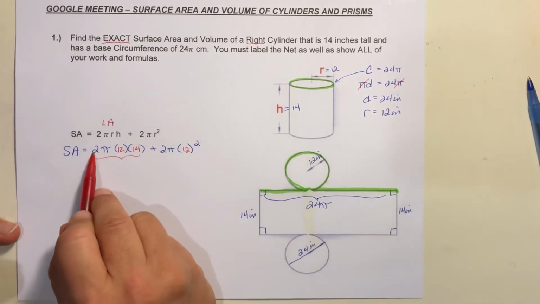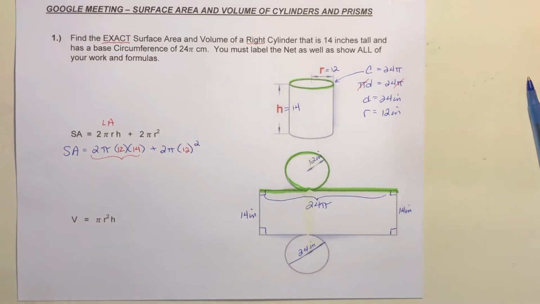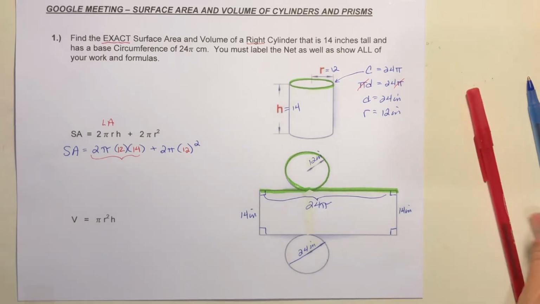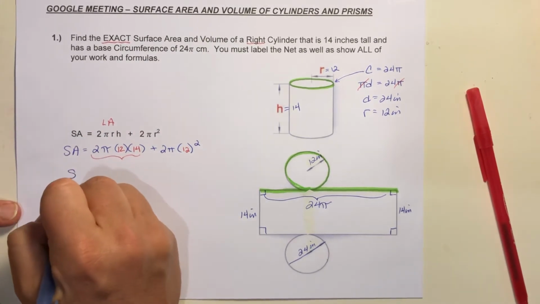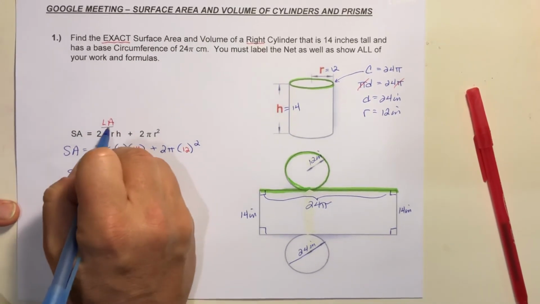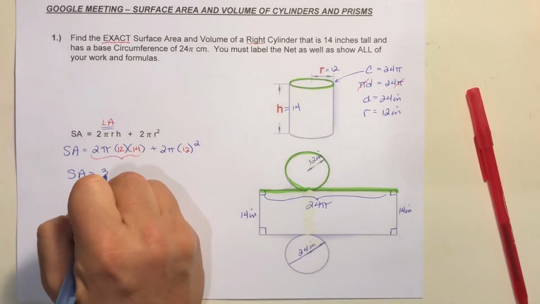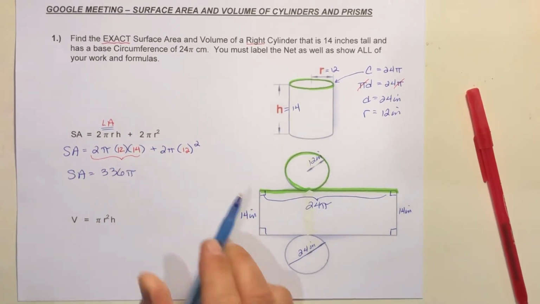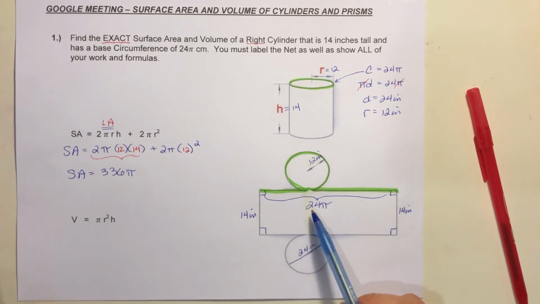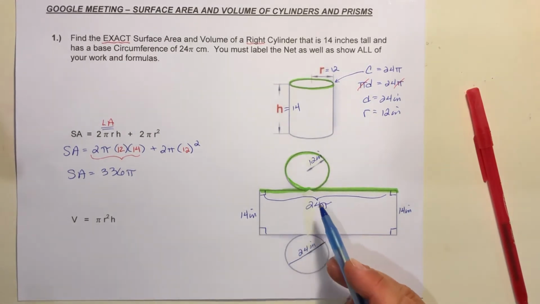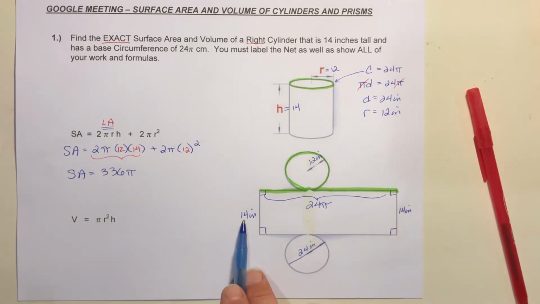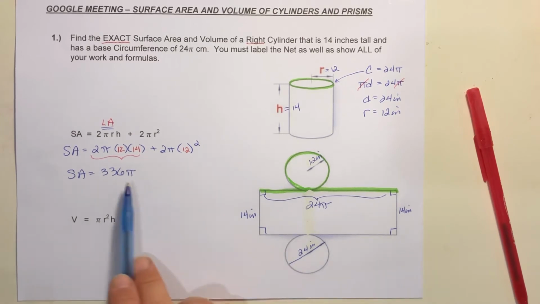So what I'm going to do is 2 times 12 times 14. I'm just going to type that in my calculator. 2 times 12 times 14 gives me 336. So that tells me that the lateral area, the rectangle area, is 336 pi. Now think about it, guys. If I just went down here and looked at the rectangle, I could find that area by doing 14 times 24 pi. And guess what 14 times 24 is? 336. So this represents the rectangular area.